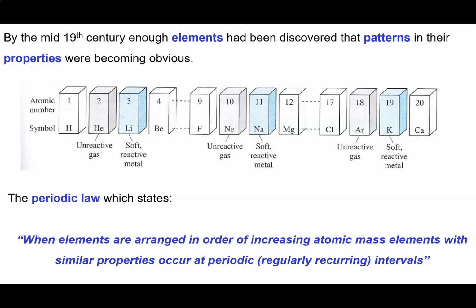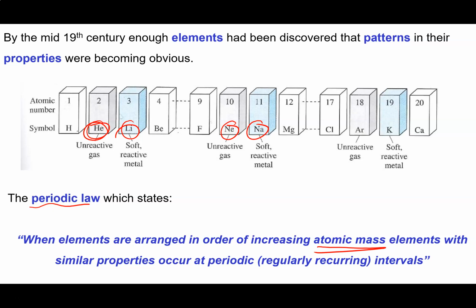One of these repeating patterns, and there are several of them, is that you would observe an unreactive gas, what we now call a noble or inert gas, that would be immediately followed by a very soft, highly reactive metal. And this pattern would repeat again and again across the elements when you organize them according to atomic mass or atomic weight. This is an example of what is now described as the periodic law, which states that when elements are arranged in order of increasing atomic mass, elements with similar properties occur at periodic or regularly recurring intervals.